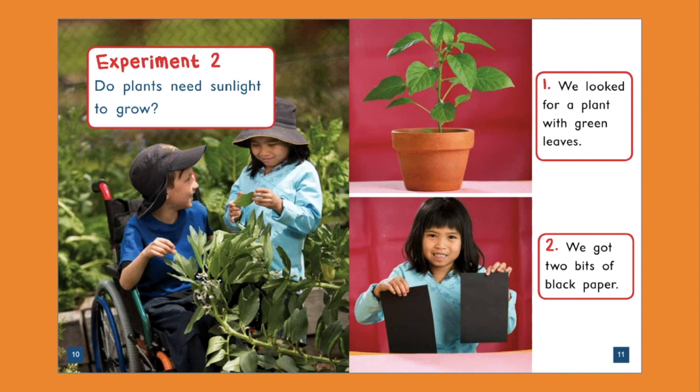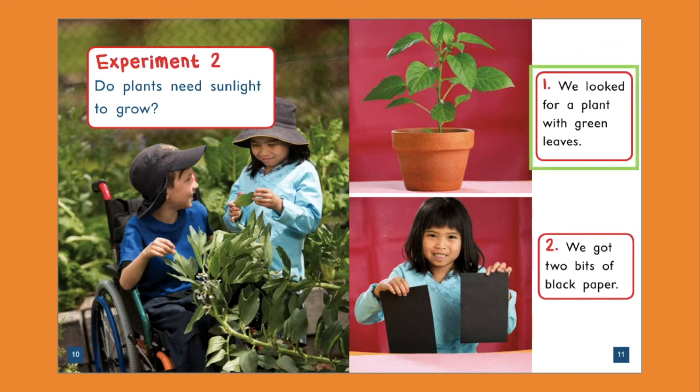Look across these pages. What do you notice? I notice another question. Experiments must begin with a question. In the red boxes, I see numbered steps too, just like in the other experiment. Experiments must have steps to follow to answer the question. Let's read about the second experiment. Experiment 2. Do plants need sunlight to grow?